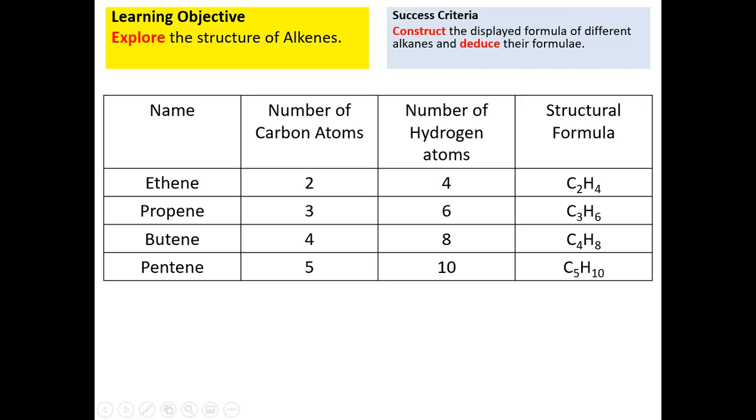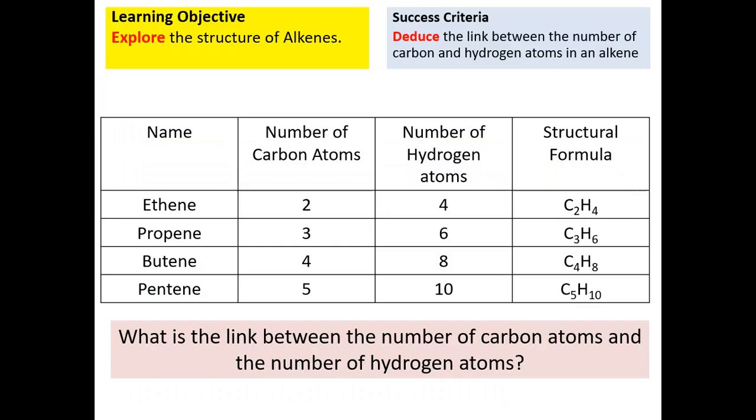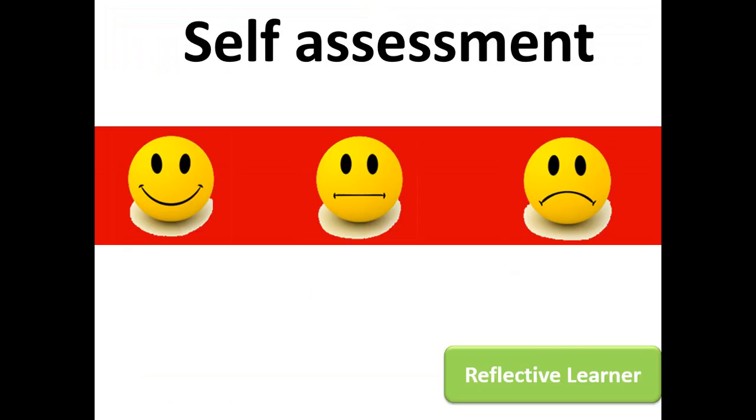I'm hoping that what we're going to move on to now, when we look at the link here, you're beginning to be able to deduce that for us. That's the last thing I want us to think about now, the link between the number of carbon atoms and the number of hydrogen atoms. The structural formula will help you, and hopefully you'll notice this time it's a little bit easier than it was for the alkanes.